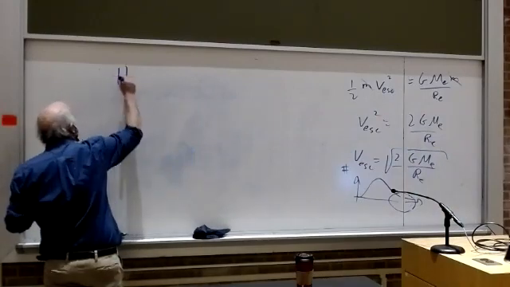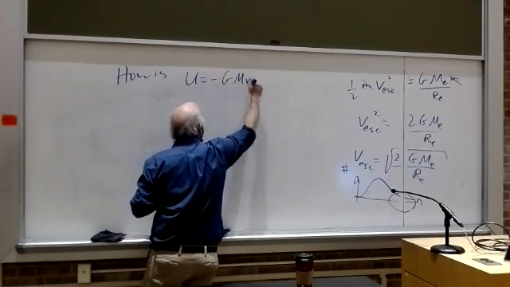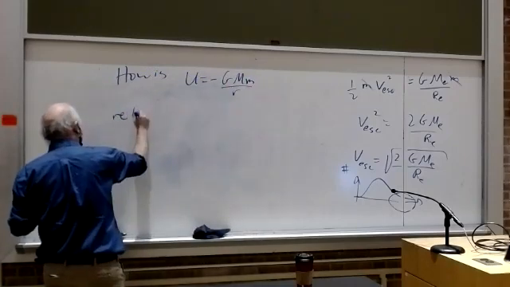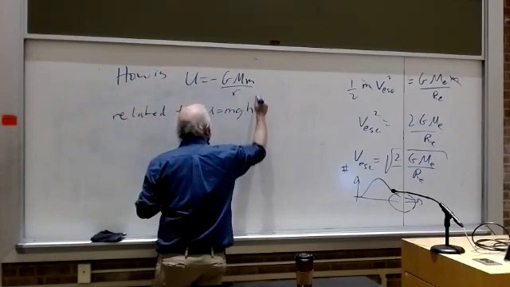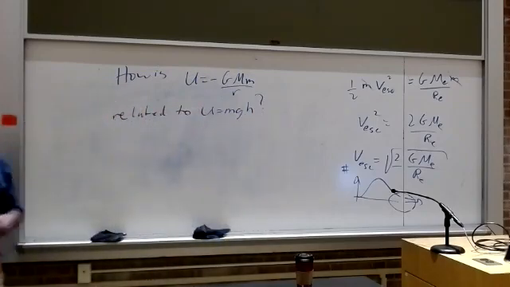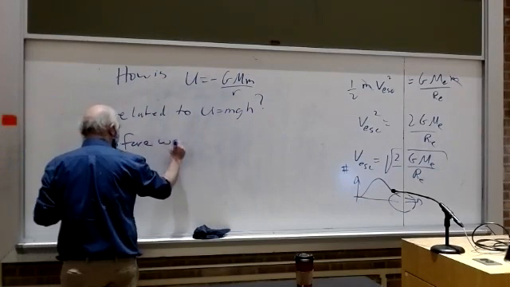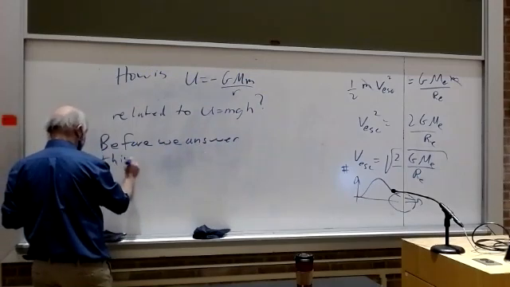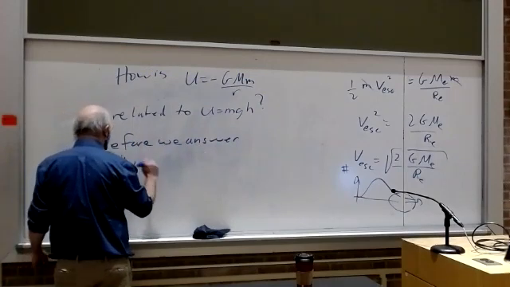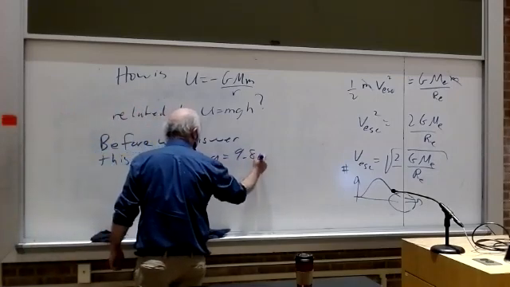Now, I want to ask, how is U equals minus G big M little m over R related to U equals mgh? Before I answer that, I need one thing. Let's ask the following question: why is g equal to 9.8 meters per second squared?